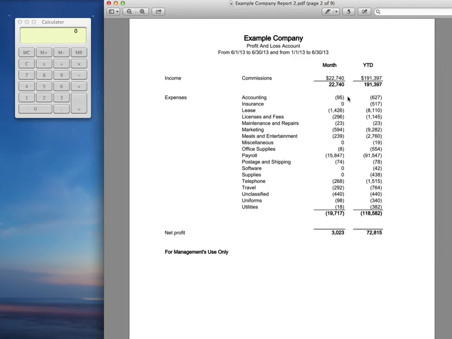So at the top is always the income account. It's most important, right? How much revenue we're bringing in. And that's where we start. The category is called income. The subcategory or the account is called commissions, but it could be service income, it could be product income, it could be anything you want.